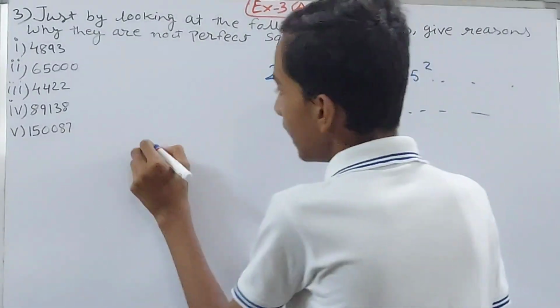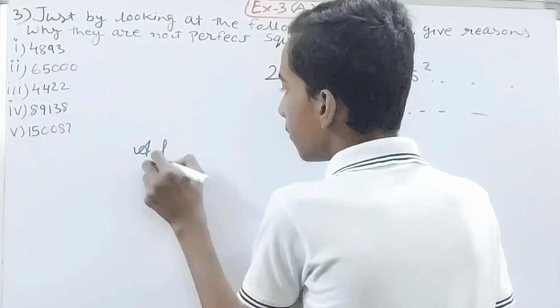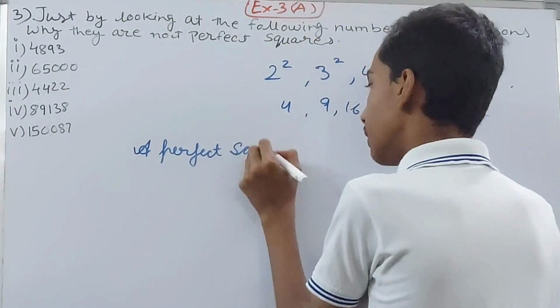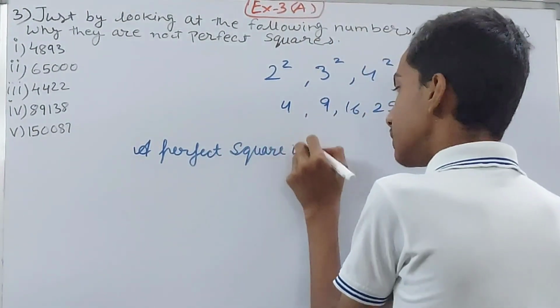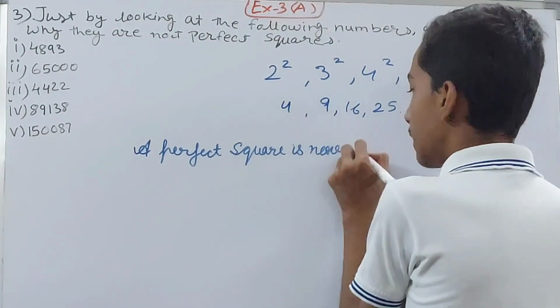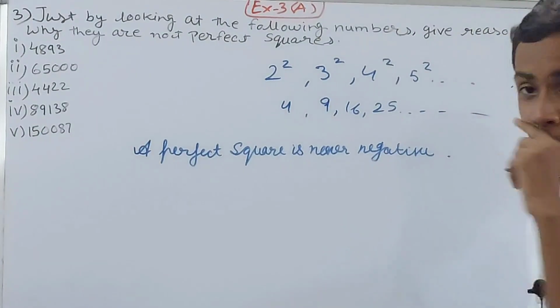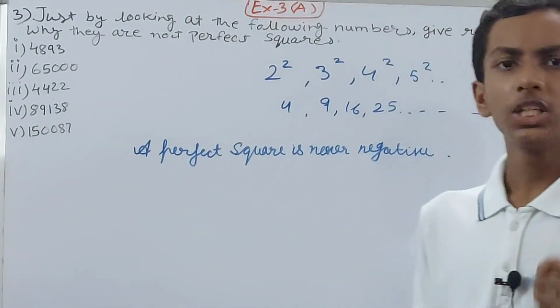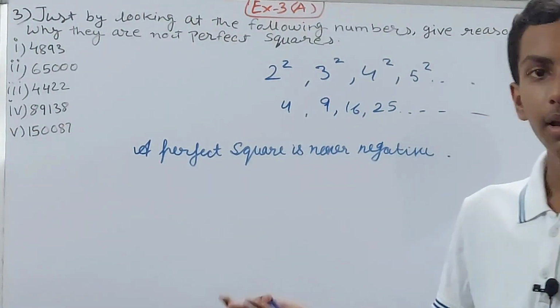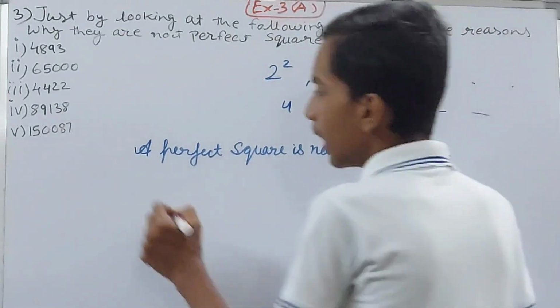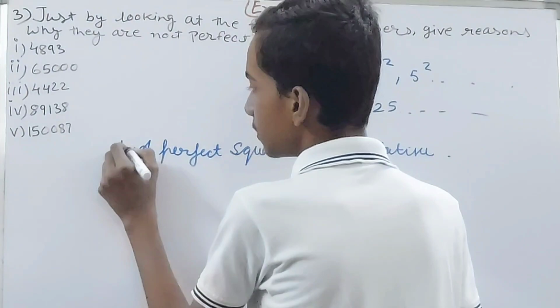First is that a perfect square is never negative. So any number that is a perfect square will not be negative. That means the square of any whole number will always be positive. This is the first one.